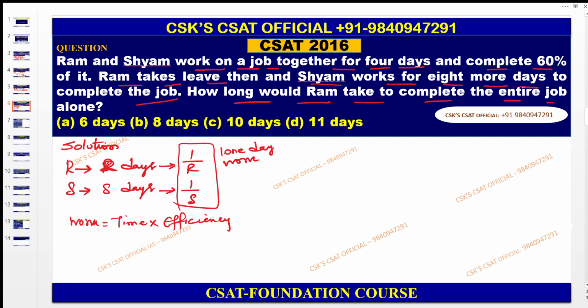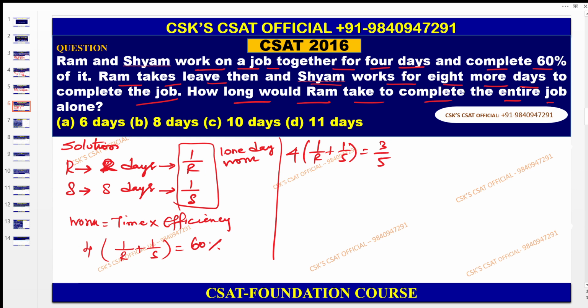So this concept you can apply. The 1 day work is 1 by R plus 1 by S. They are working for 4 days, and the work completed is only 60%. So just multiply: 4 into 1 by R plus 1 by S. 60% is nothing but 3 by 5. So 1 by R plus 1 by S is equal to 3 by 20.